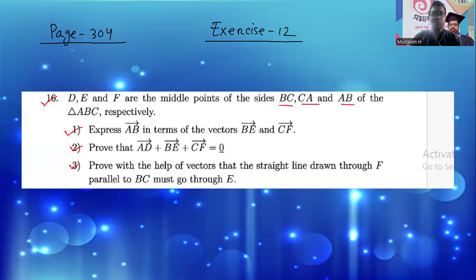And number three is prove with the help of vectors that the straight line drawn through F parallel to BC must go through E. This is math from exercise. Okay, so the triangle will be like this: A, B, C, and D is the midpoint of BC. E is the midpoint of CA, and F is the midpoint of AB. Okay, this is the question. Now we have to express AB in terms of BE and CF.